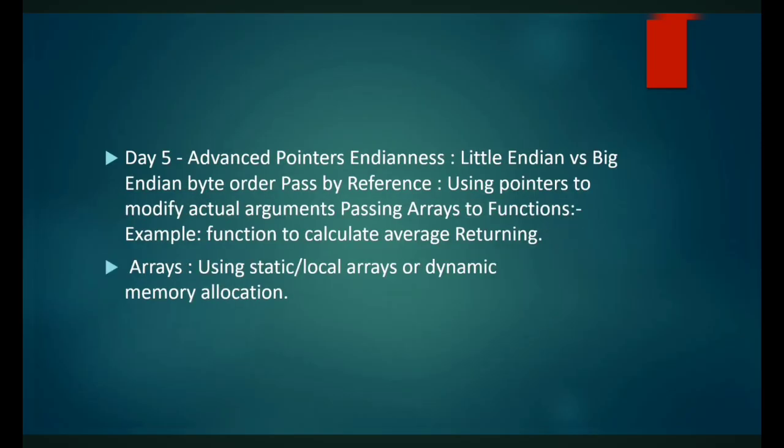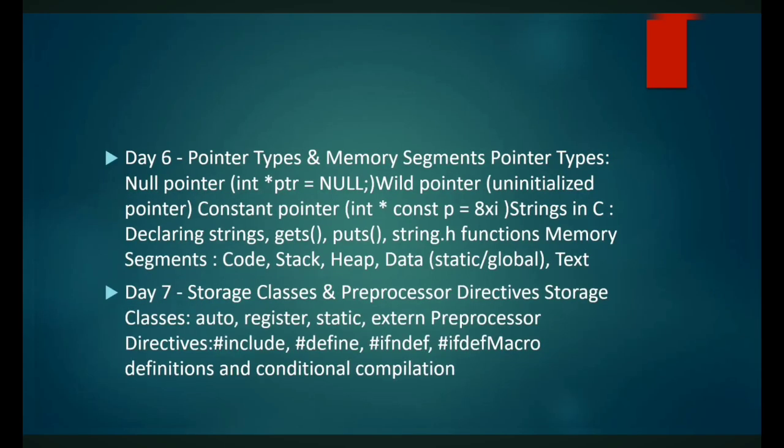Let's move on. Day five covered advanced pointers: endianness, little endian versus big endian byte order, and call by reference, using pointers to modify actual arguments and passing arrays to functions. For example, a function to calculate an average, and returning arrays using static, local arrays, and dynamic memory allocation.